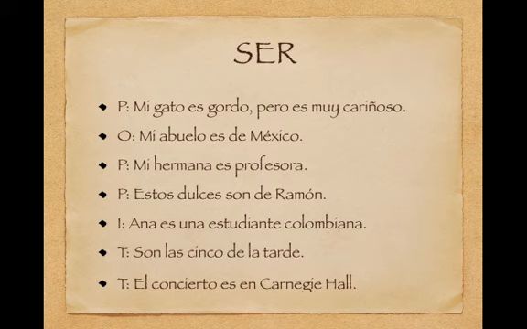This has to do with events only, okay, like concerts or parties or poetry readings or lectures. El concierto es en Carnegie Hall. A lot of people like to use estar with things that are physically located someplace, but that is a mistake when it comes to things that are not physical entities. These are events, and events that take place somewhere use ser.